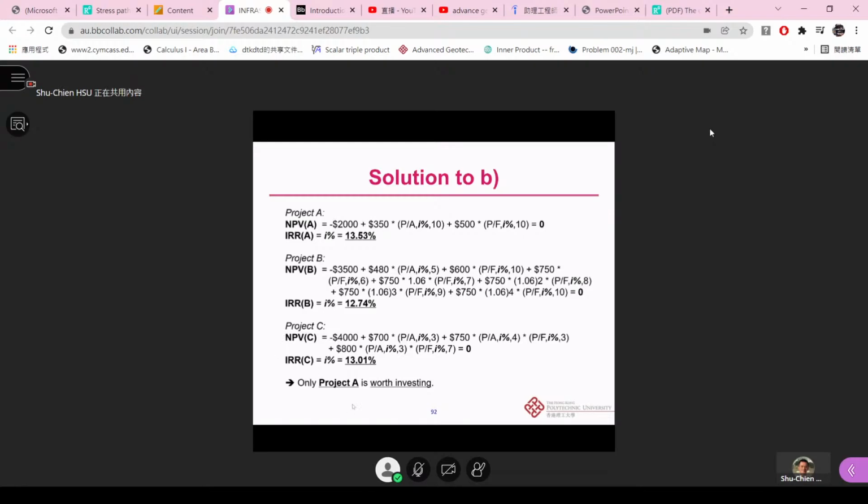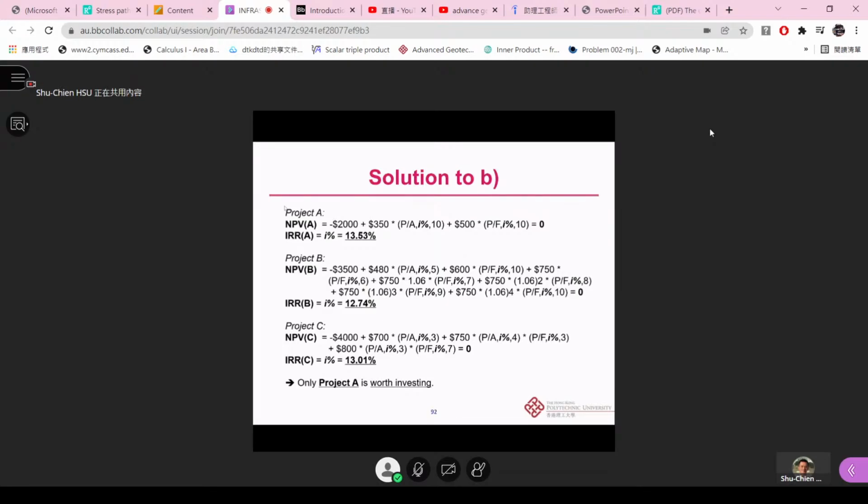Okay, in the solution, the question part B. For project A, now we will set up this NPV equal to 0. Remember that now we don't really want to calculate NPV. Instead, we set it to 0, and the equation is actually the same. So we have negative 2,000 plus 250 times (P/A, i%, 10) plus 500 times (P/F, i%, 10), but now it's equal to 0. If you are good at using your engineering calculator, you will get the i%, this internal rate of return, as 13.53.